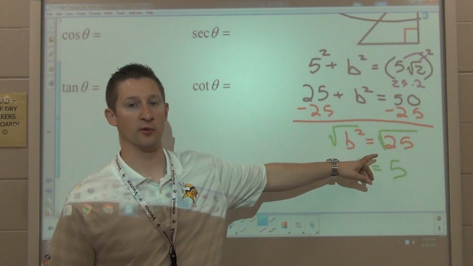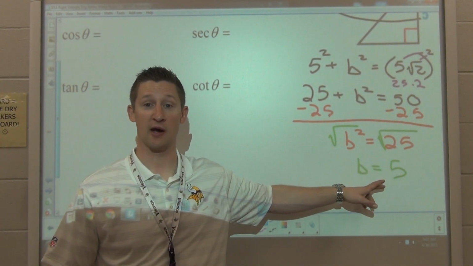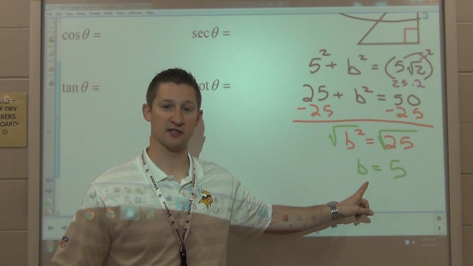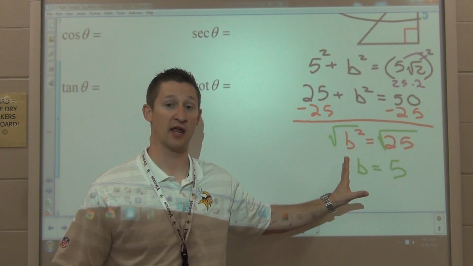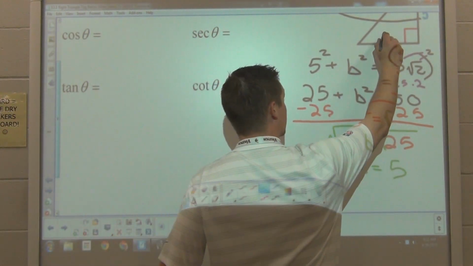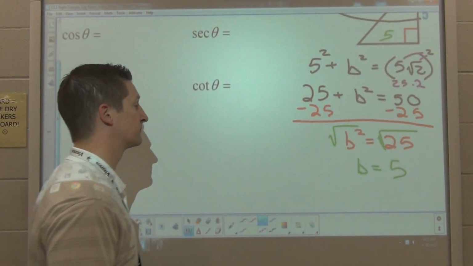Well, in this case, normally when we take square roots in algebra, we have to put plus or minus in front of our answer. But realize that I'm talking about a distance, and I'm not going to have a negative distance or a negative side length in a triangle. So b is equal to 5. I'm going to go ahead and label this side as being length 5.